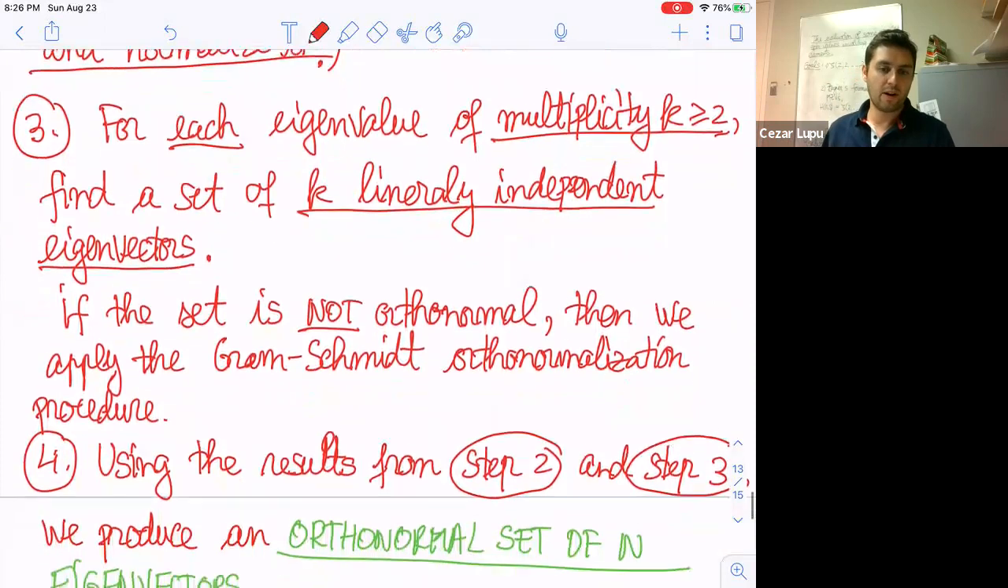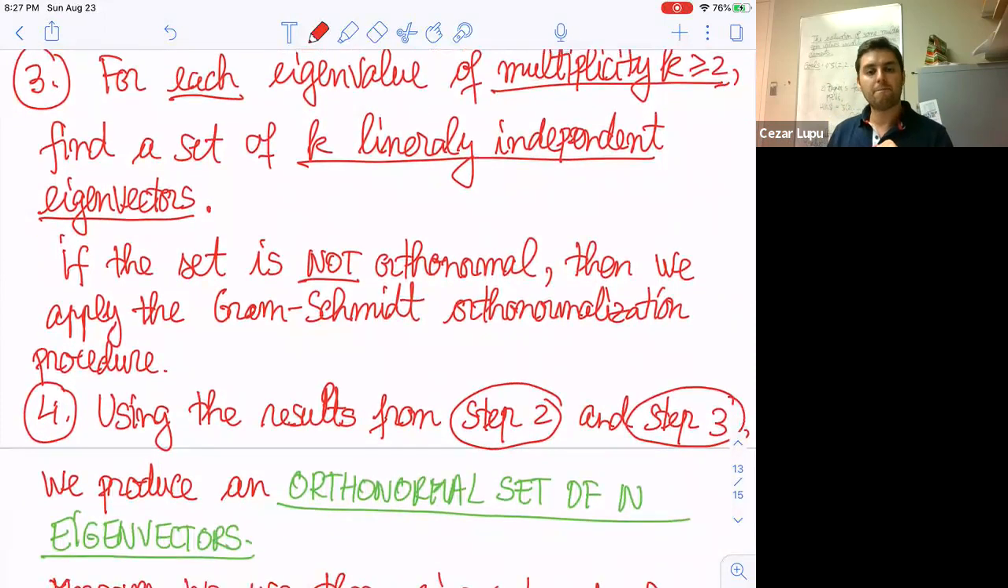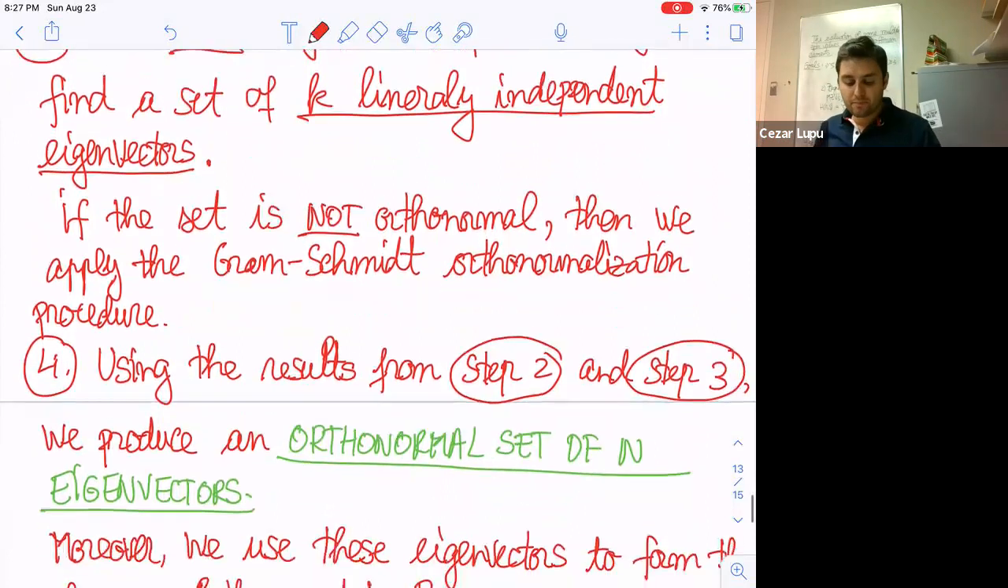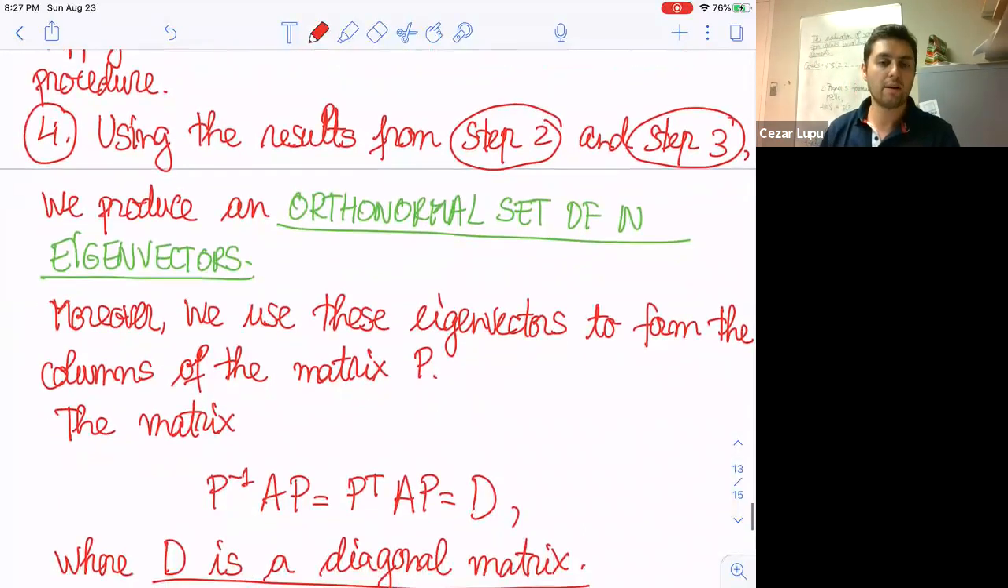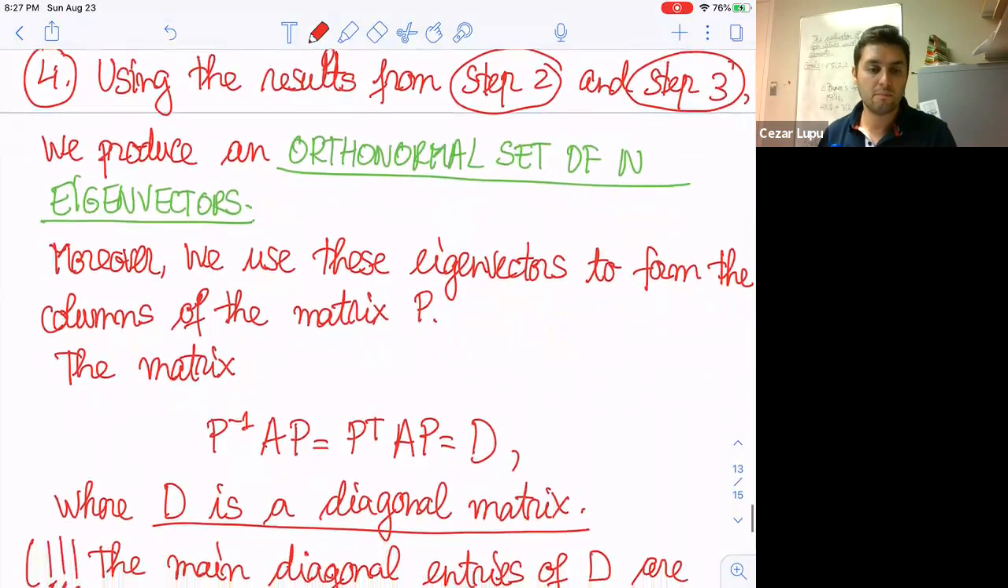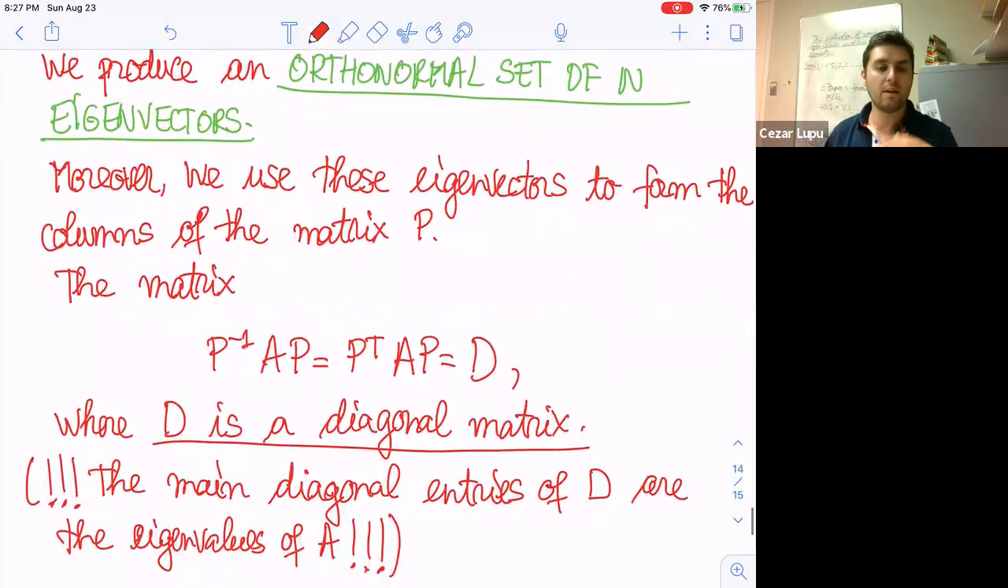And now, at the final step, we produce that set of n orthonormal eigenvectors. And we want to use this to form the columns of the matrix P, so that P inverse times AP, which will be equal to P transpose times AP, will be the diagonal matrix D. And this diagonal matrix D will have the eigenvalues of A as its diagonal entries.